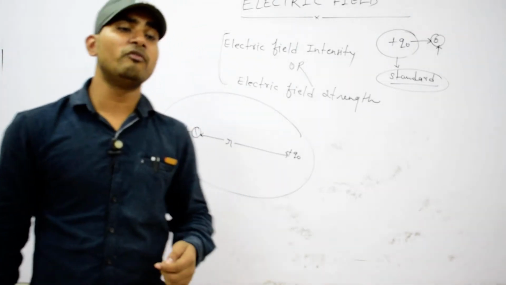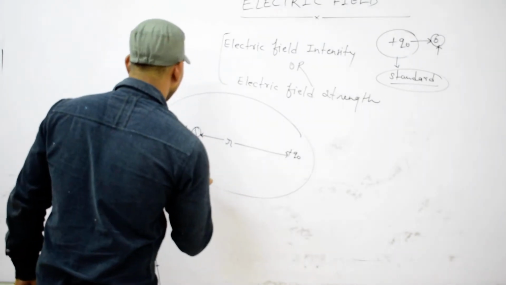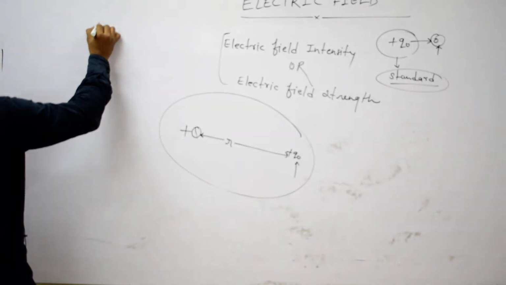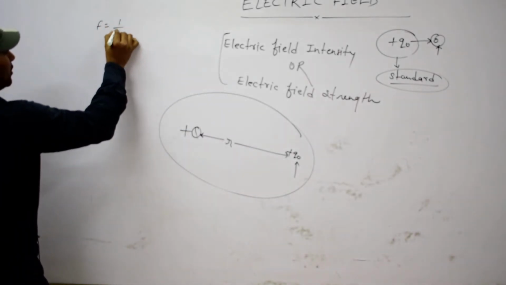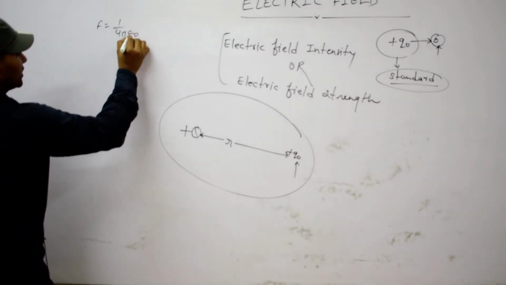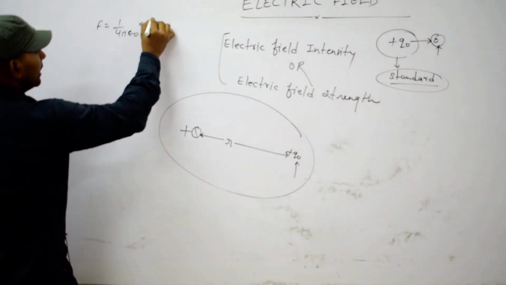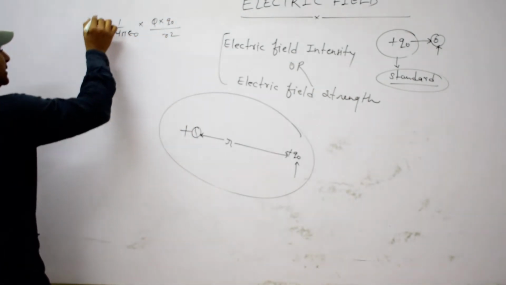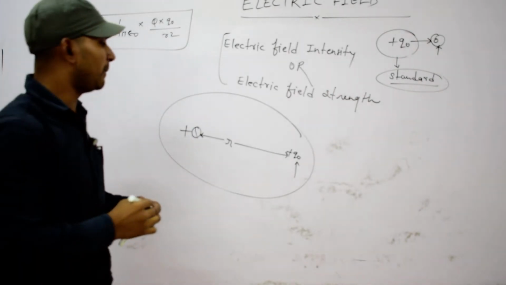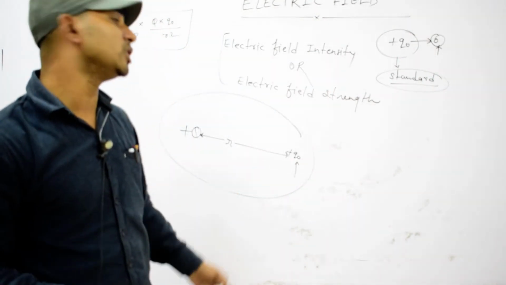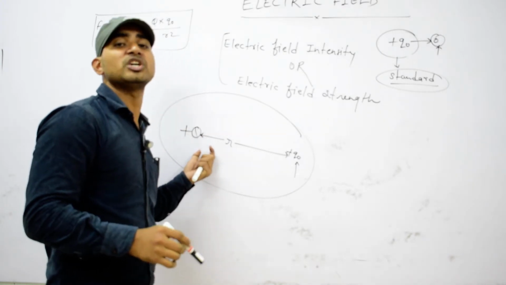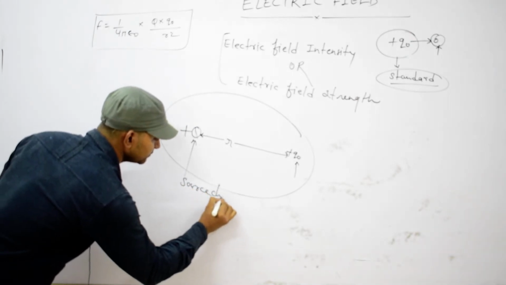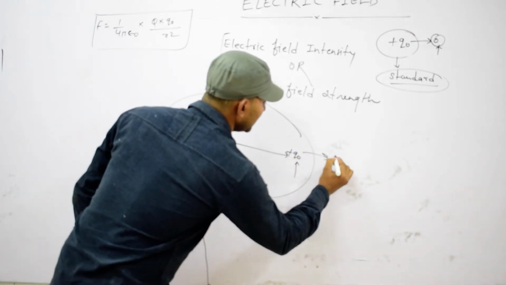So from Coulomb's law we know that the force experienced by this charge Q naught is F equals 1 upon 4 pi epsilon naught, for the case of vacuum, into capital Q into small q naught upon r square. That is the magnitude of the force it experiences due to the source charge Q, where plus Q is the source charge and plus Q naught is just the test charge.